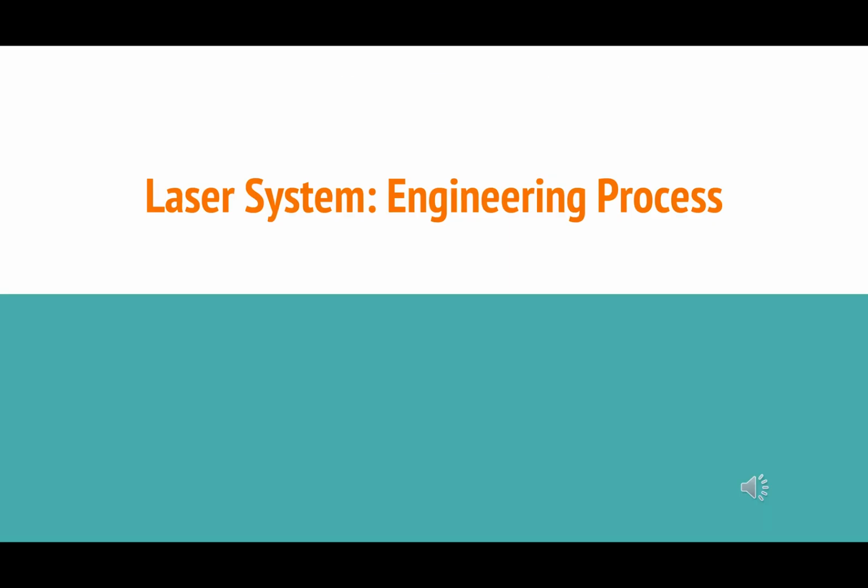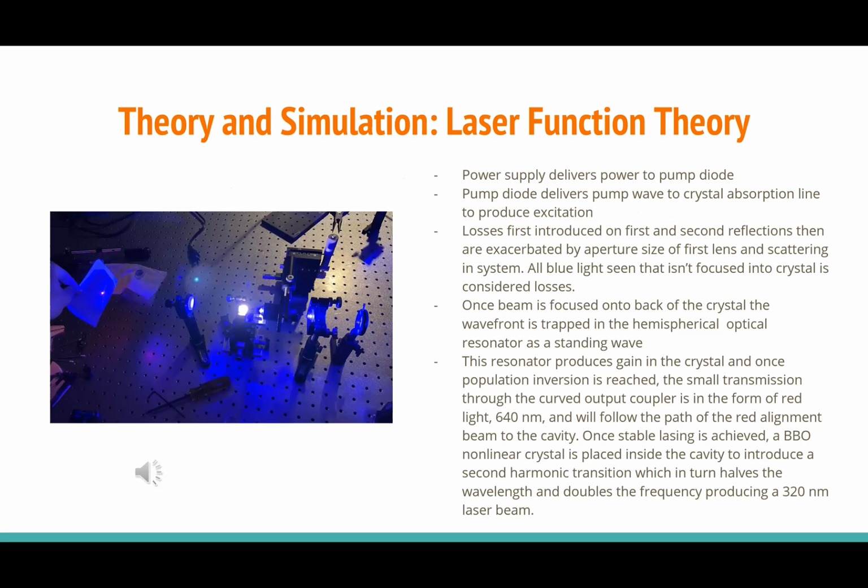This next section is an overview and catalog of the engineering process involved with designing and building this laser system. Our system has a laser diode that provides excitation for the gain crystal. The gain crystal has one side with an HR coating and a curved mirror as an output coupler. A standing wave is created in the cavity. When it starts lasing, we will be lasing at around 640 nanometers, which will be converted into 320 with a second harmonic generation crystal.